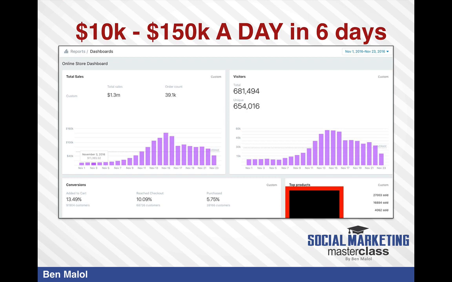One of the students took the strategies in the program. Their business was already making $10,000 a day, by the way, and they were able to scale to $150,000 a day in 6 days. Insane. Now, like I said, this is not typical results. They have a team of over 40 employees, so don't expect to make $150,000 a day in 6 days.